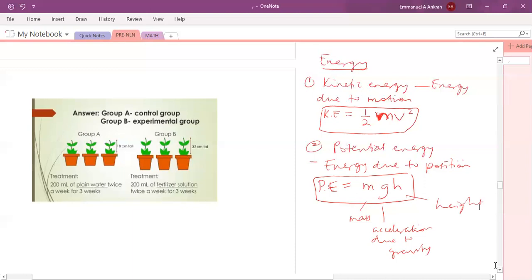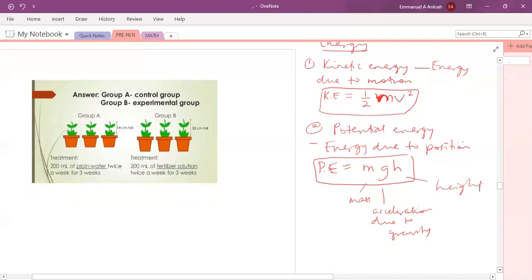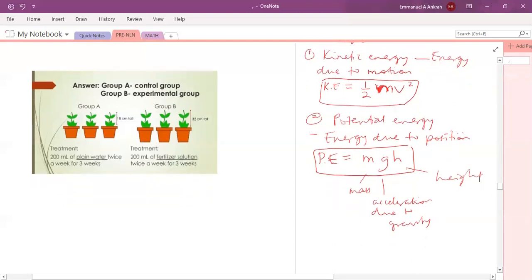Yes, there's thermal energy, electrical energy, and other things. We'll talk about thermal energy another day. But these are the two main ones. Okay. So if I have a book on a table, the book will have potential energy because of the height above the ground. If the height is 0, then the whole thing is 0. You know, potential energy is 0, and so on.